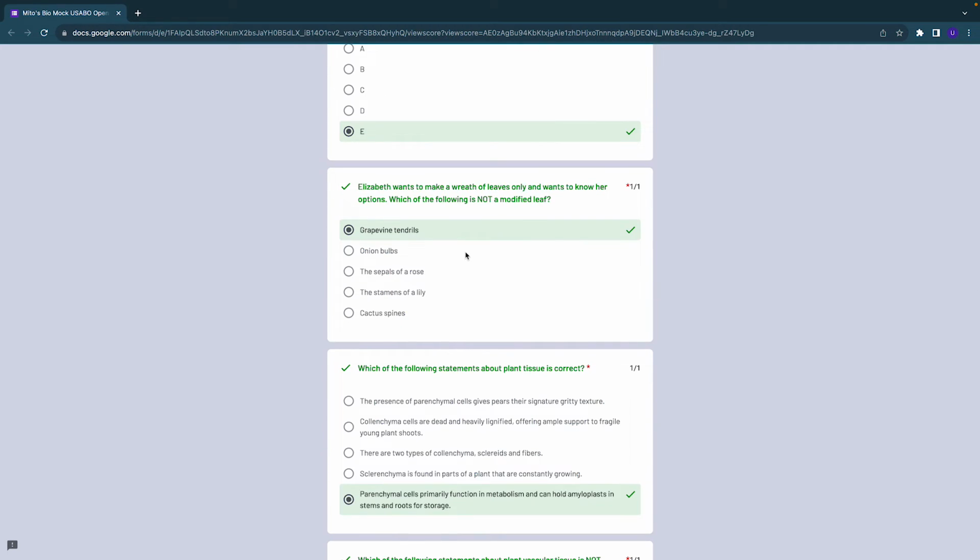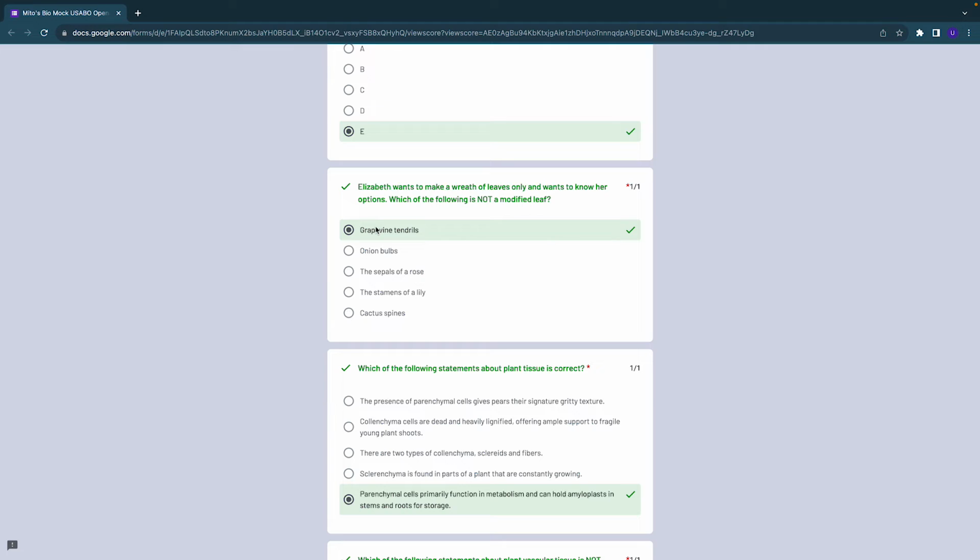Next, we're just going to look at which of these is not a modified leaf. So onion bulbs are modified leaves. They're modified for storage, so lots of parenchyma. Sepals of a rose, stamens of a lily. So all of the whorls of a flower are modified leaves. So, these are cactus spines are also modified leaves.